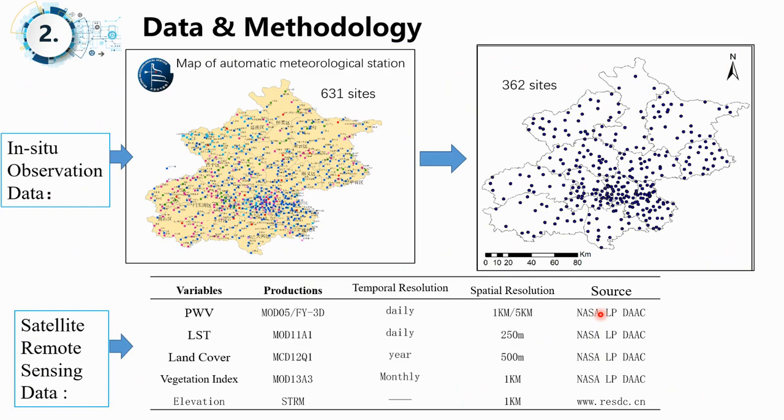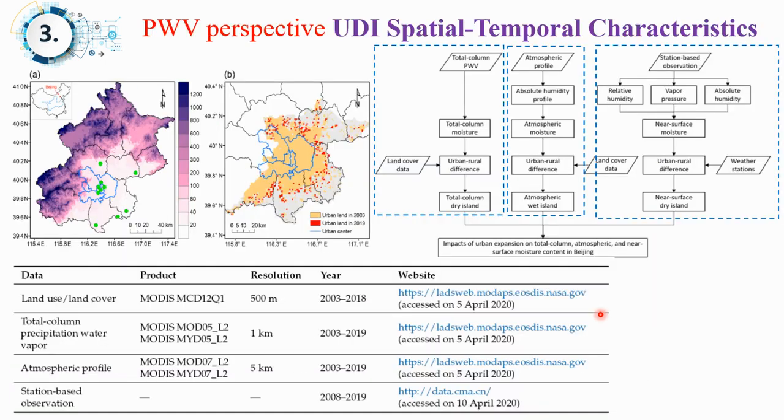Here is the study area in Beijing, and this is a map of in-situ stations. There are more than 1,600 automatic weather stations, of which 360 sites measure the humidity. That means there is one site every 5 kilometers. For the satellite remote sensing data, we employ the PWV retrieval models, and also land surface temperature, land cover, vegetation indices, and elevation.